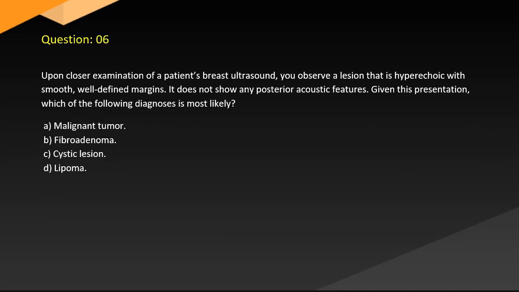Question 6. Upon closer examination of a patient's breast ultrasound, you observe a lesion that is hyperechoic with smooth, well-defined margins. It does not show any posterior acoustic features. Given this presentation, which of the following diagnoses is most likely? A. Malignant tumor. B. Fibroadenoma. C. Cystic lesion. D. Lipoma.